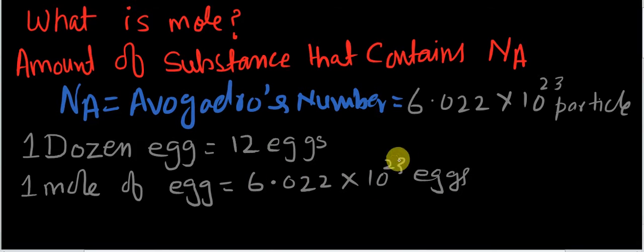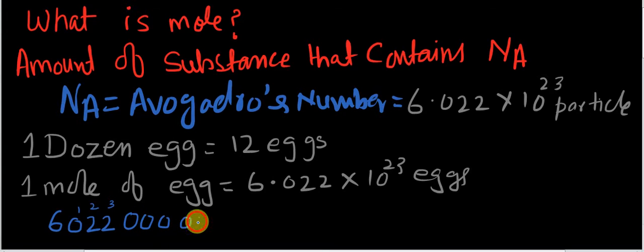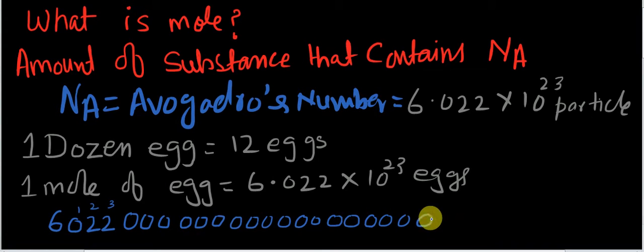What is the meaning of 10 to the power 23? So you can write 6.022 followed by 23 zeros' worth of eggs. So Avogadro's number is a very big unit.